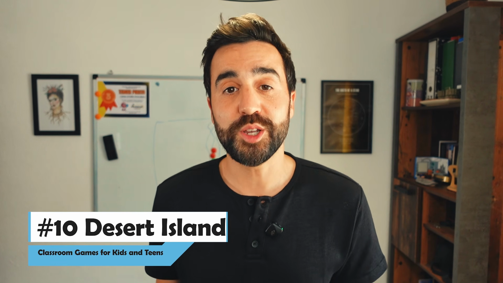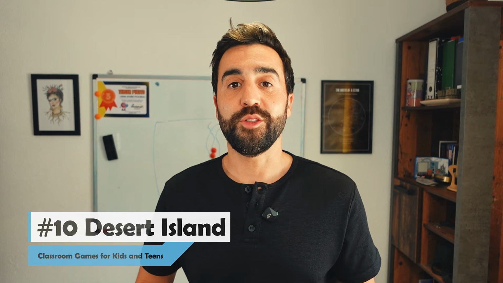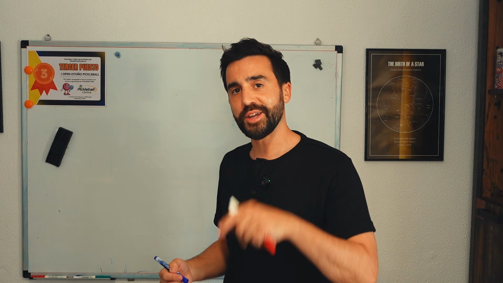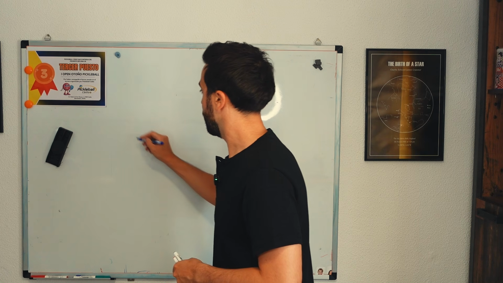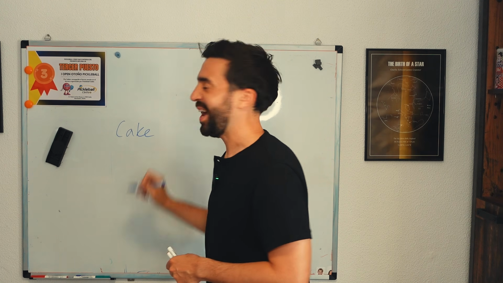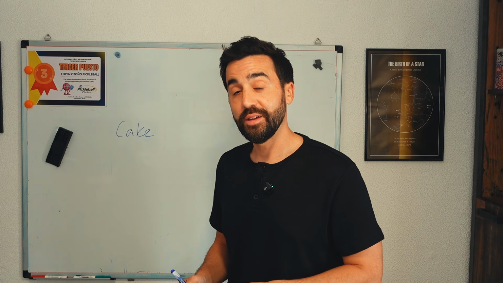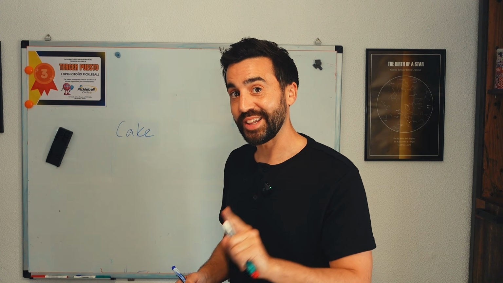The last game that I want to share with you in this video is called Desert Island. Now, the way this works is that you as a teacher are going to come up with a rule, but you're not going to share that rule with your students. It is the objective of the game for the students to find out what that rule is. I'll start the class by saying to my students, I'm going to a desert island and I'm going to be bringing some cake. And I'll ask my students one by one, what will they be bringing? And if they follow the rule, then they can come with me.